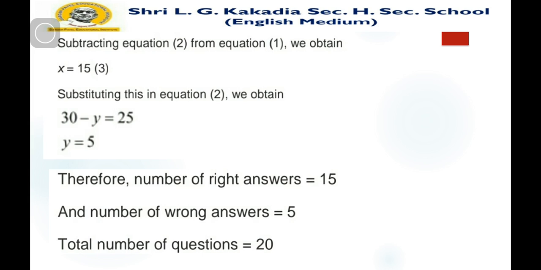Therefore the number of right answers is equal to 15 and the number of wrong answers is equal to 5. The total number of questions is 20, because 15 are right answers and 5 are wrong answers.